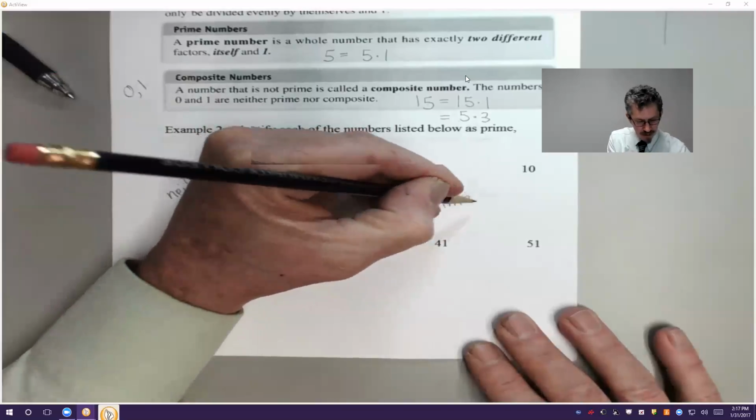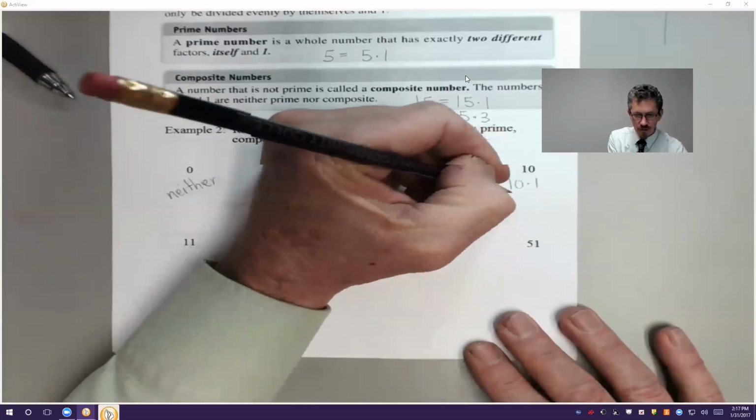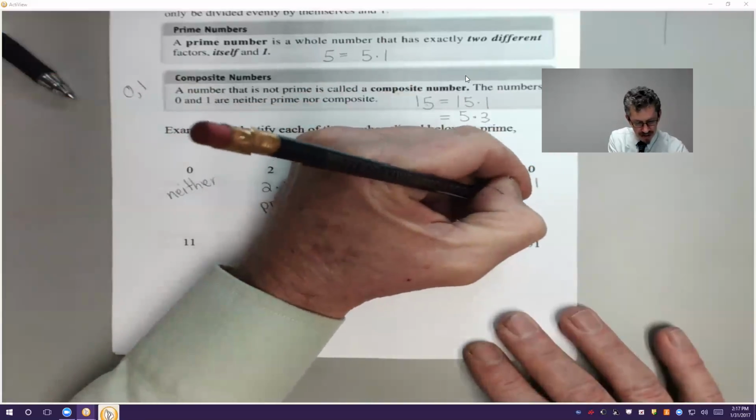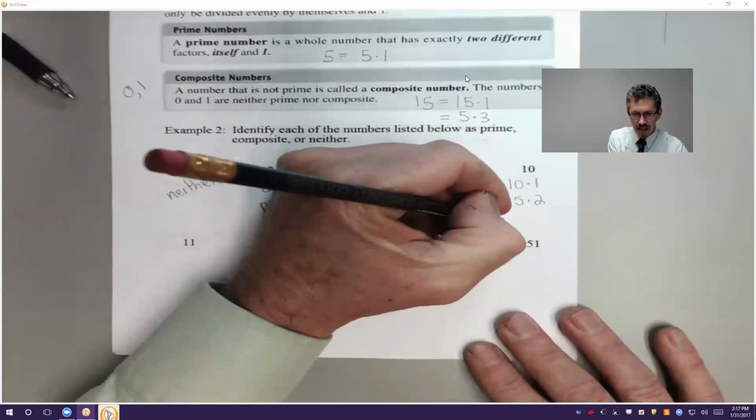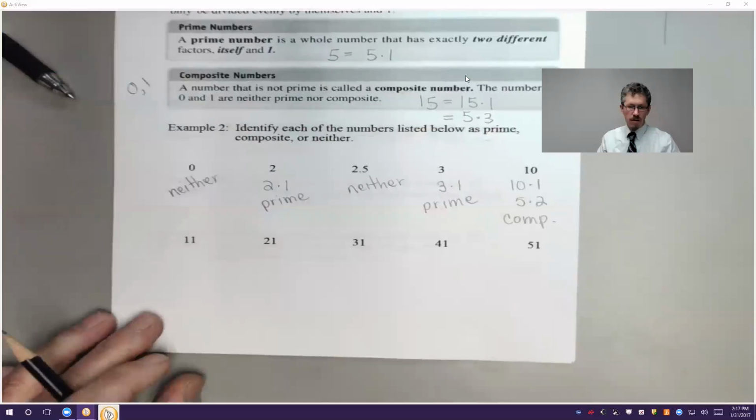3 is a prime number as well. Now 10 is 10 times 1, but also we could write it as 5 times 2. This makes 10 a composite number. Okay?